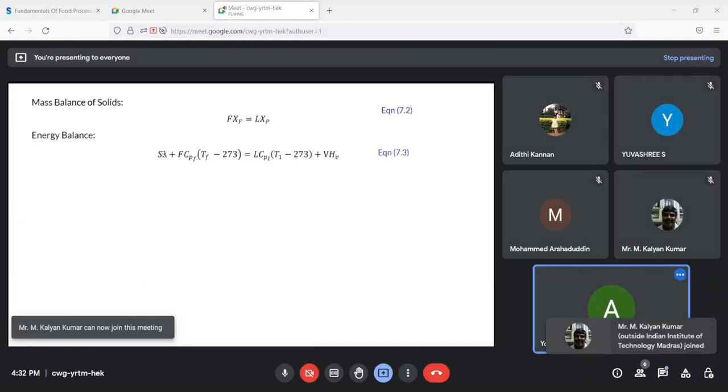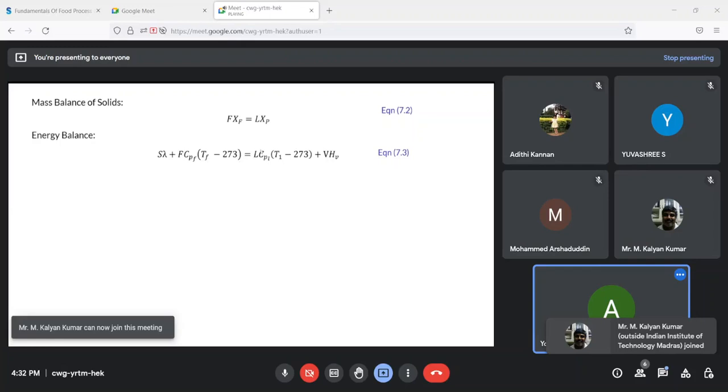So the energy balance is S into latent heat of vaporization. That is the heat that is transferred into the evaporator, S into lambda, plus F into Cp into Tf minus 273. In all the energy balances, we'll consider the reference temperature as 273 Kelvin. So you have inlet steam and you have inlet feed also. The enthalpy of the inlet feed can be calculated as F, that is the mass flow rate of the feed, into Cpf into delta T, which is Tf minus 273. This is your inlet enthalpy.